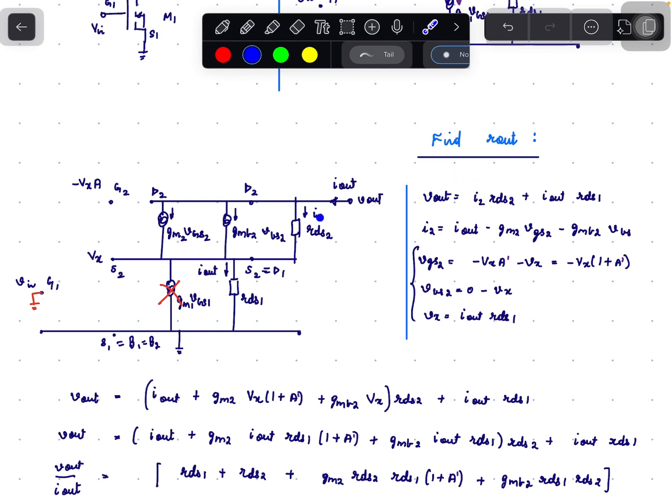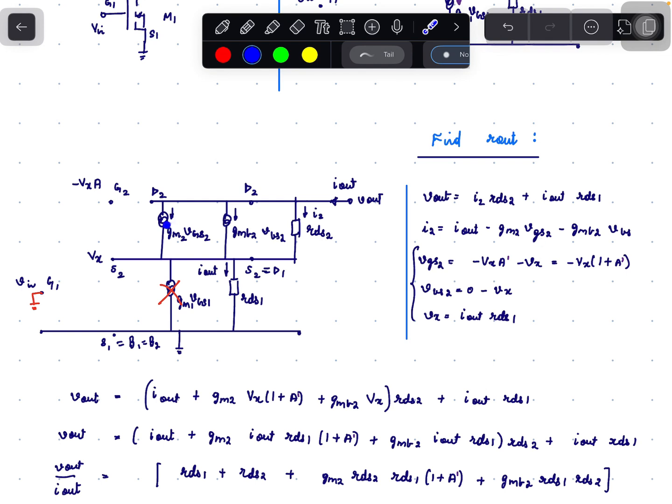So what is I2? If we apply KCL at this node, I2 is nothing but I out minus GMB2 VBS2 minus GM2 VGS2. I2 equals I out minus the current flowing through this node, that is GMB2 VBS2, minus the current flowing through this node, that is GM2 VGS2.